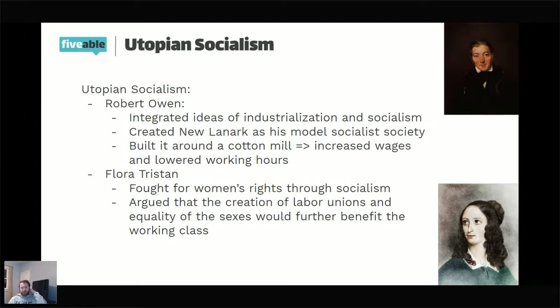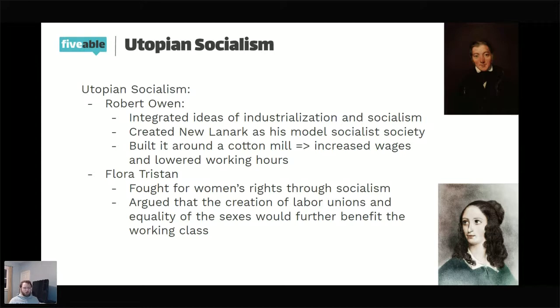Even if it doesn't have the sustainability, right? It's not in operation today. Now, Flora Tristan is our last utopian socialist that we'll talk about. Besides being a utopian socialist, she is also part of this early political feminist movement that we see in the 1800s, especially prominent in the 1800s.